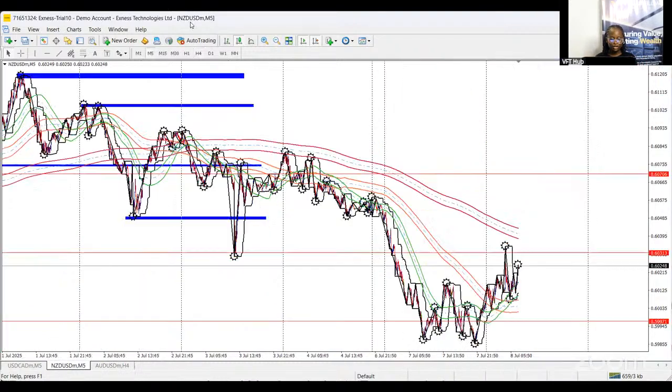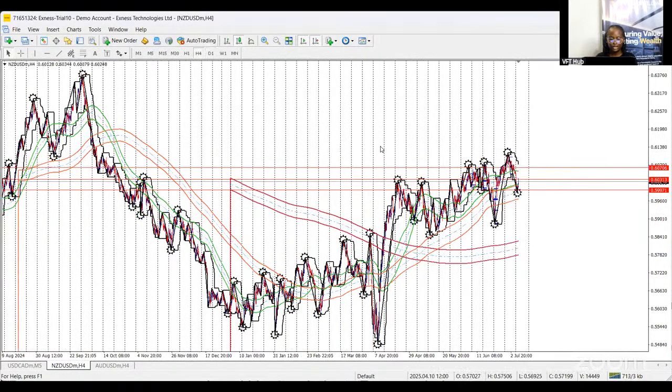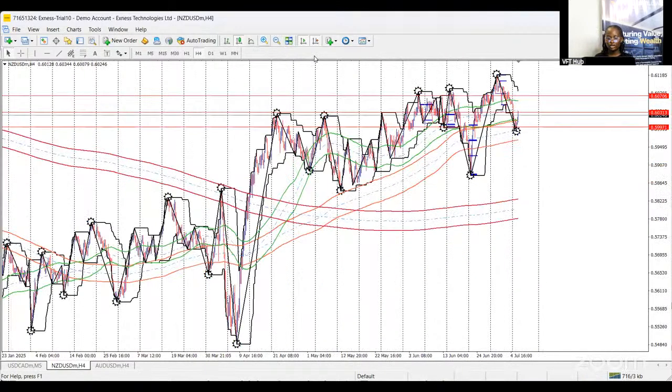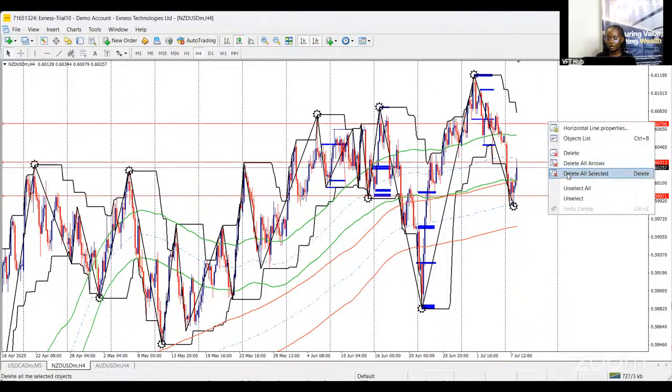On NZD USD on the H4 time frame, since the 31st of January, price had been buying, very similar to what we saw on AU. Price came, changed character around this zone. Sunshine was printed, signifying profit taking of these sales that happened. We're expecting retracement. Retracement into what levels? Let's go ahead and delete previous markups.